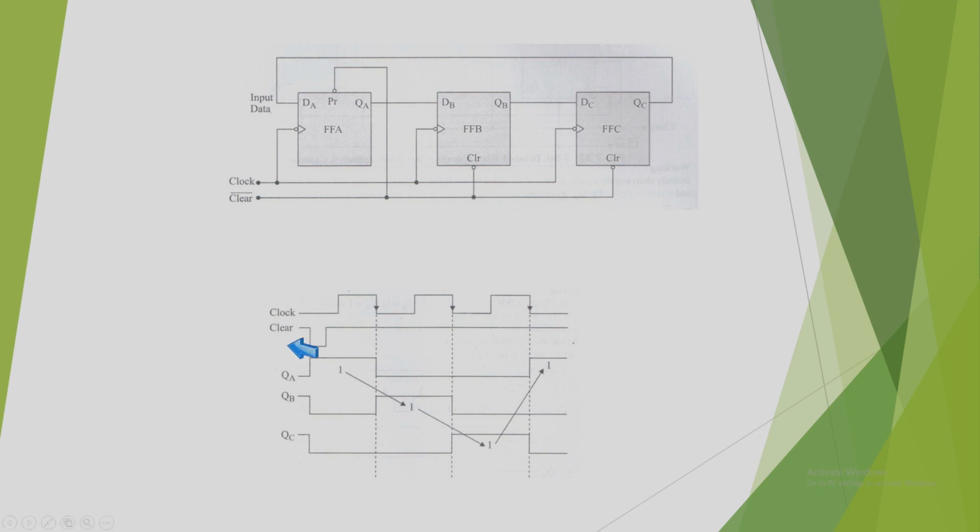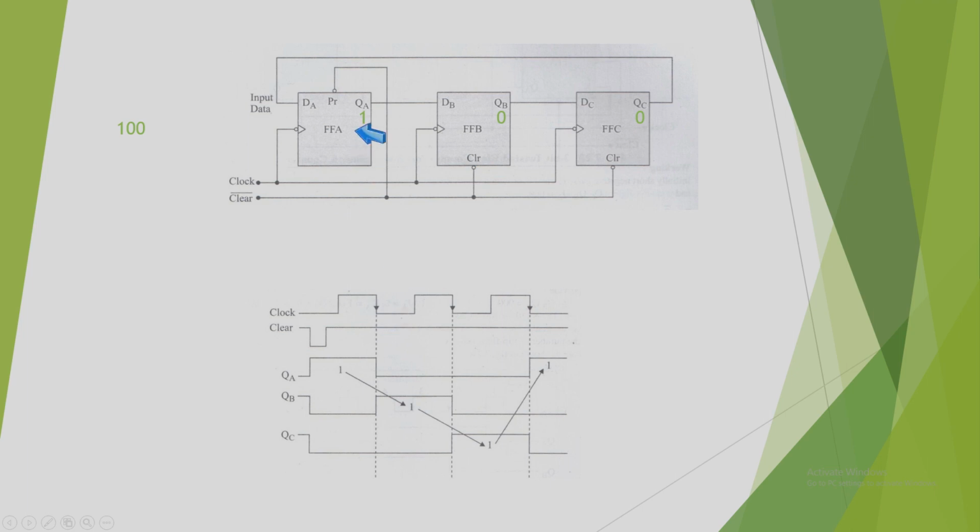First of all, when we start its functioning, we will provide a clear signal. This is the clear signal, and this is the clock pulse. As you see, we have 3 clock cycles and every negative edge will be effective, so we have marked them with dotted lines. First, the clear signal is provided to all the flip-flops. This will preset the first flip-flop to 1, and the second and third flip-flops will be cleared to 0. So this is the initial state, 1 0 0. The first flip-flop contains 1, the second contains 0, and the third one contains 0.